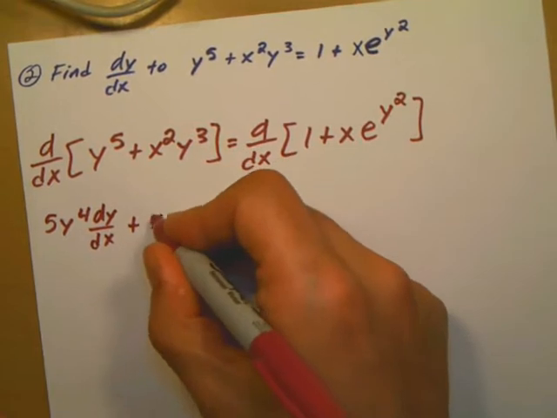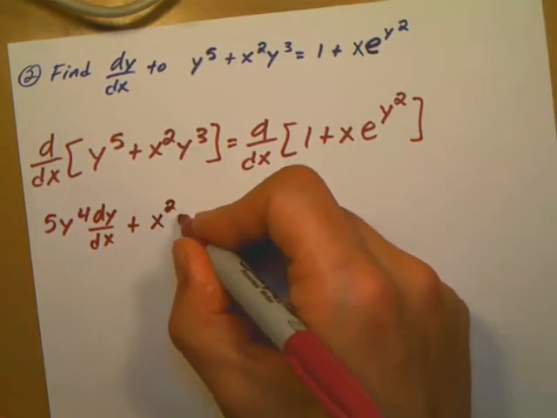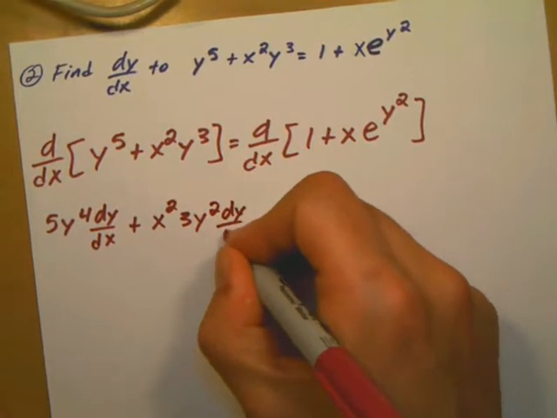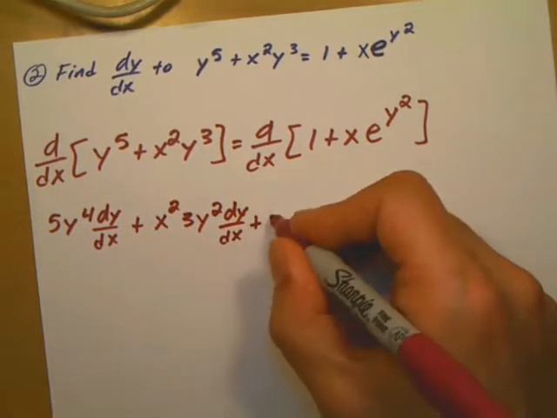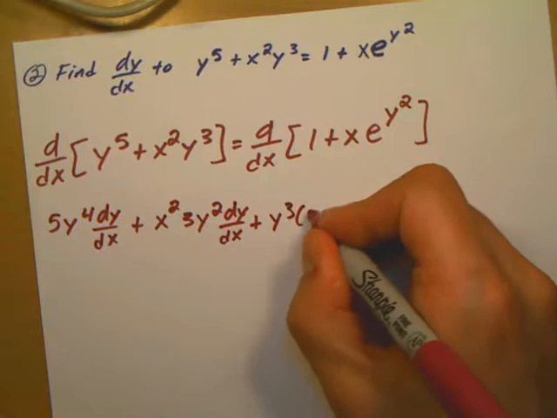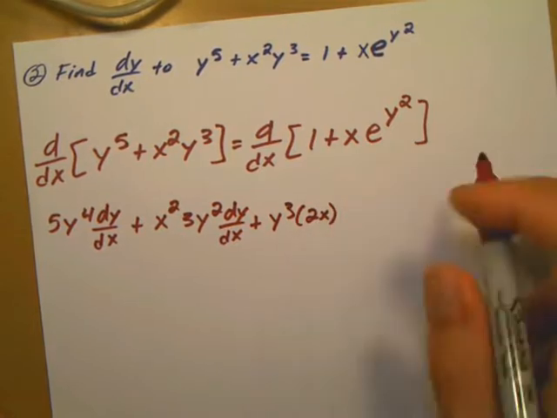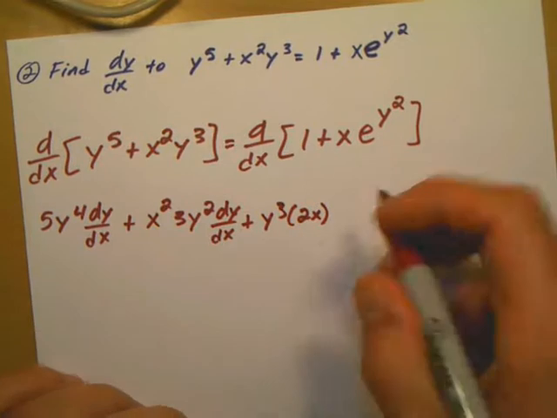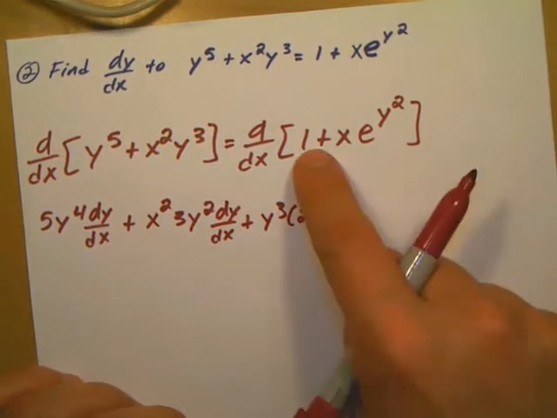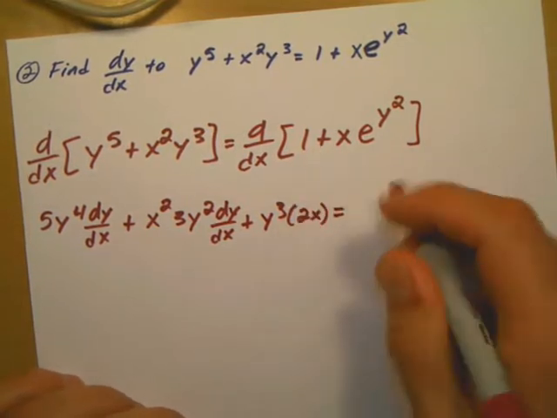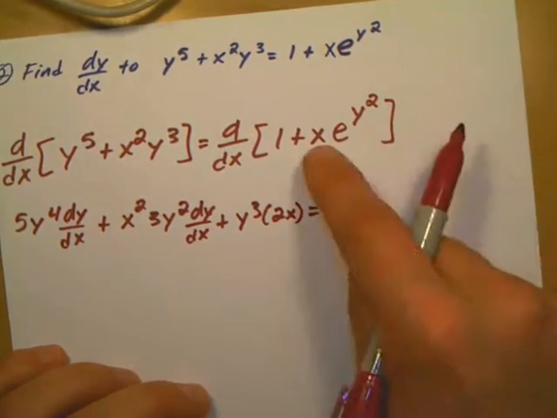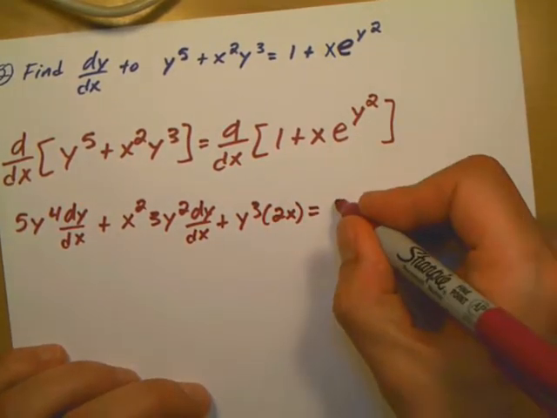So the product rule on that is going to be x to the 2nd times 3y squared dy/dx plus y to the 3rd times 2x. So all this is the product rule on that, and then equal to the derivative of 1, which is going to be a 0.